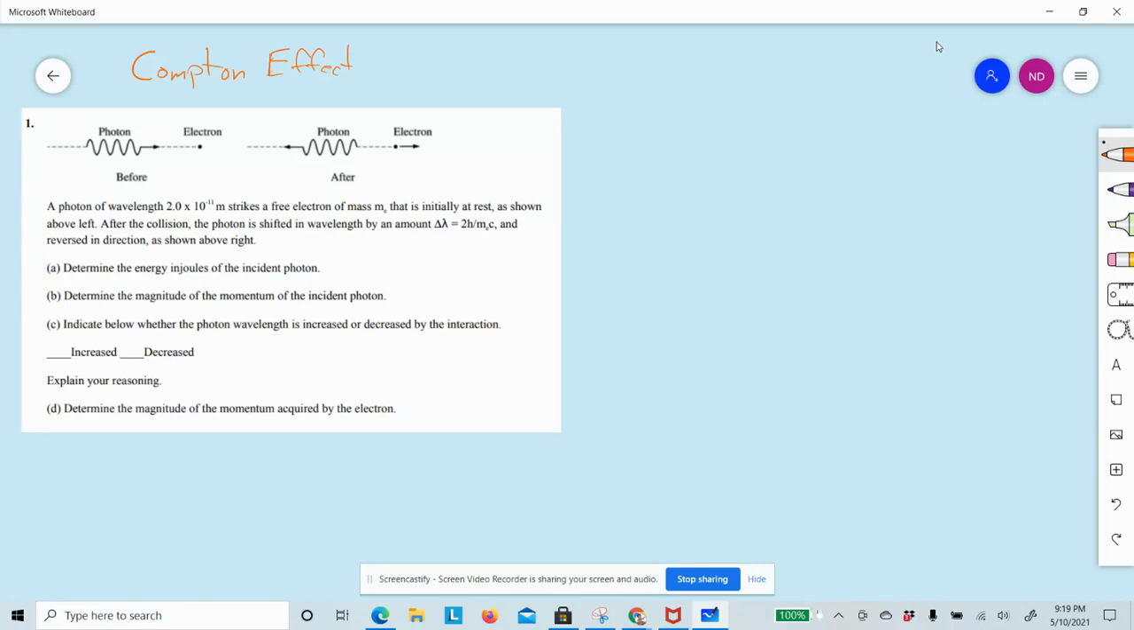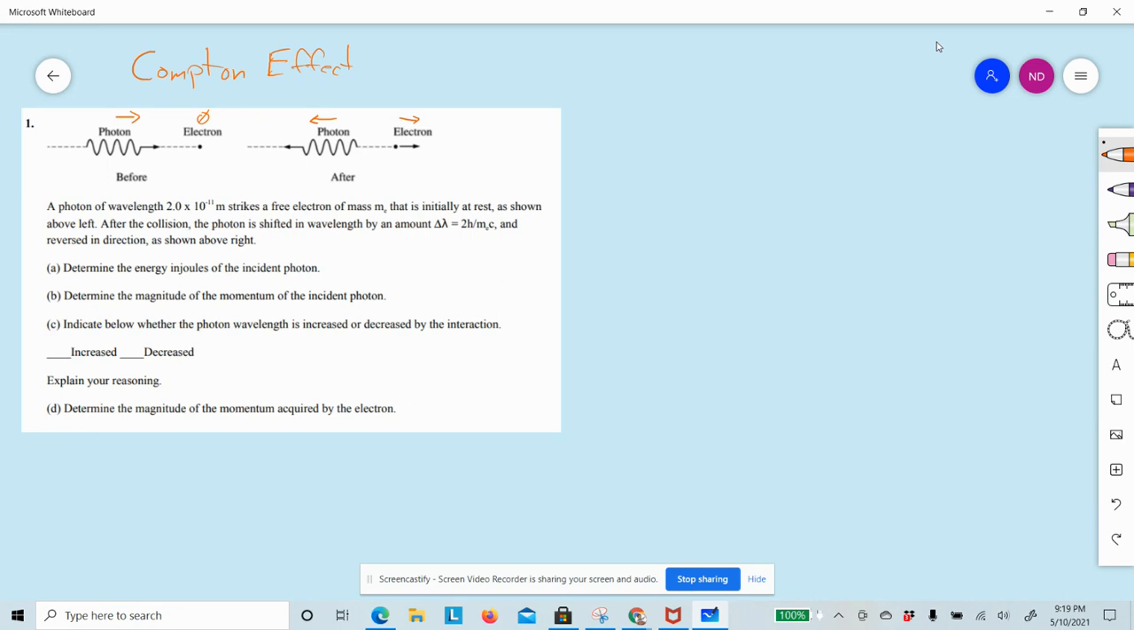All right, so this is what we've got. In this problem, a photon moving this way hits an electron, which is at rest. And then at the end, the photon bounces that way, and the electron moves this way. Direction is important with collisions.